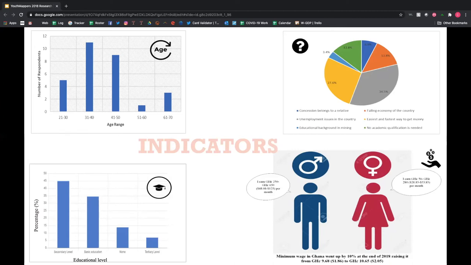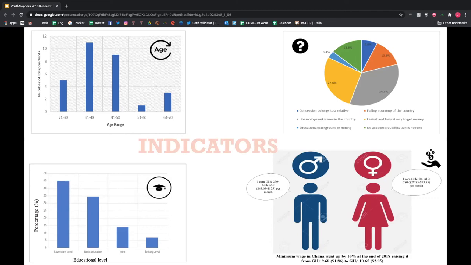Then looking at the reasons, a lot of them cited the unemployment issues in the country as the reason why they got into the ASM themselves, because they needed to feed their families and they had to do something for a living. And Tarkwa being a mining community, mining was like the staple job here, so they didn't have an option but to do that.